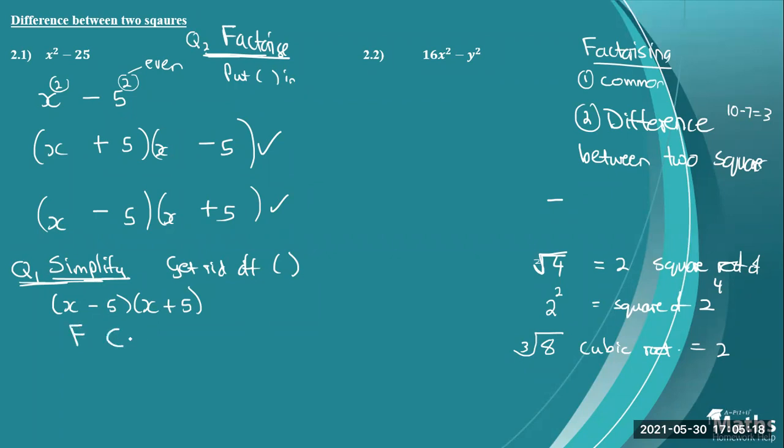The first bracket, outer, inner, last. The first bracket here would be x times x, which is x squared. Then we multiply the outer, which is this one multiplied by that one. So it's plus 5x. Then we do the inner, which is negative 5 times x, which is negative 5x. And then the last one here multiplied with the last one there. So it's negative 25. So what happens here? The middle two terms will cancel out, and your answer is x squared minus 25.